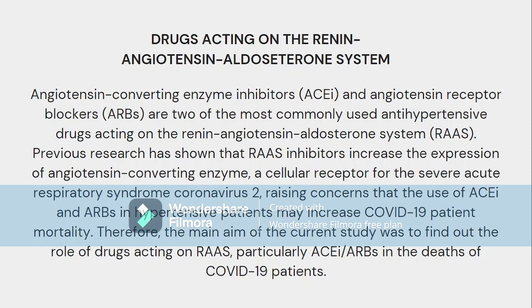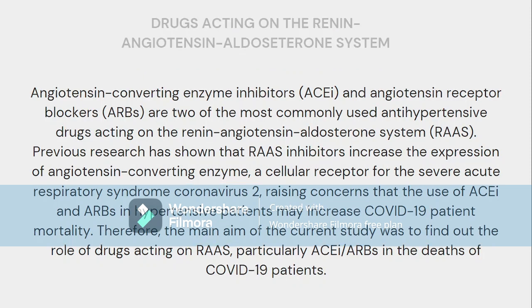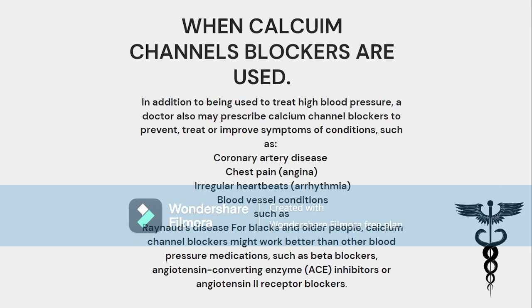So, calcium channel blockers, or CCBs, are a class of medication commonly used to treat conditions such as hypertension, or high blood pressure, angina, or chest pain, and arrhythmias, or what we call abnormal heart rhythms. CCBs work by blocking the influx of calcium ions into the smooth muscle cells of the blood vessels and the heart. This reduces the contractility of these muscles, leading to vasodilation, or widening of blood vessels, and decreased workload on the heart.